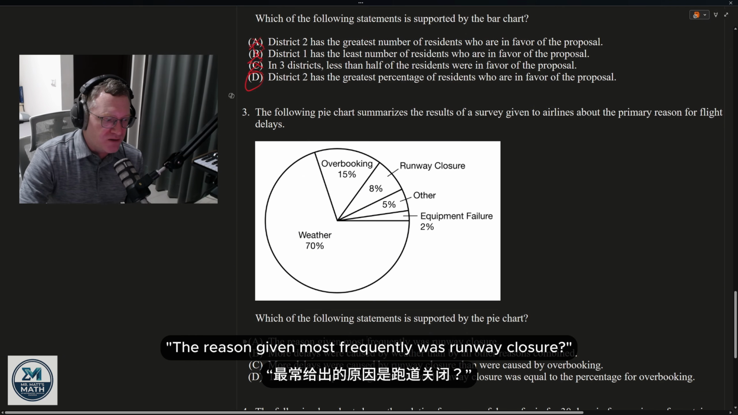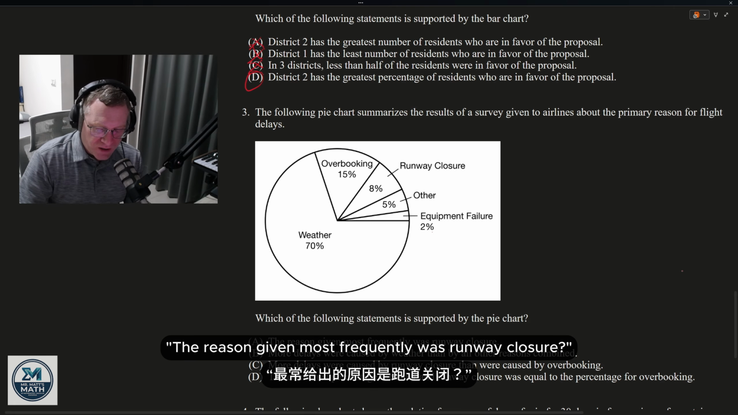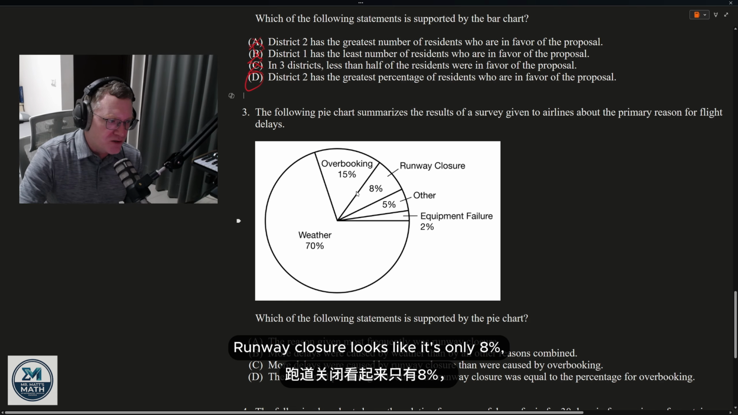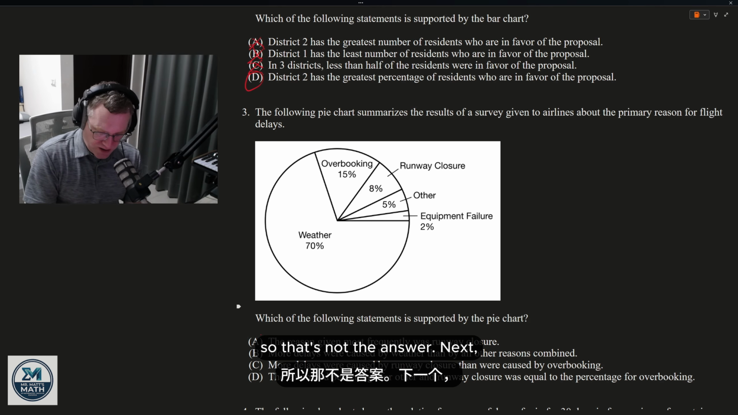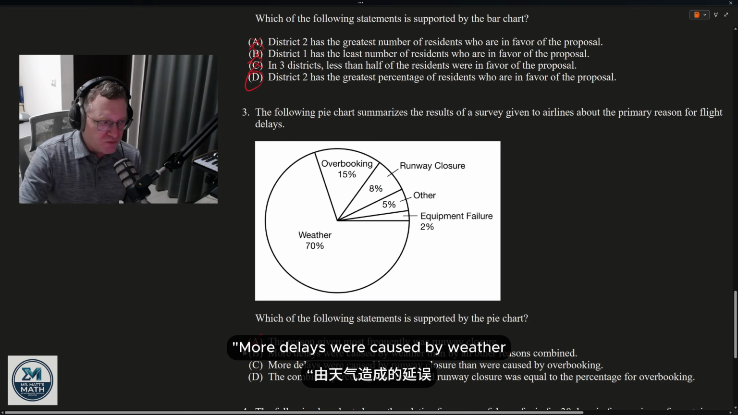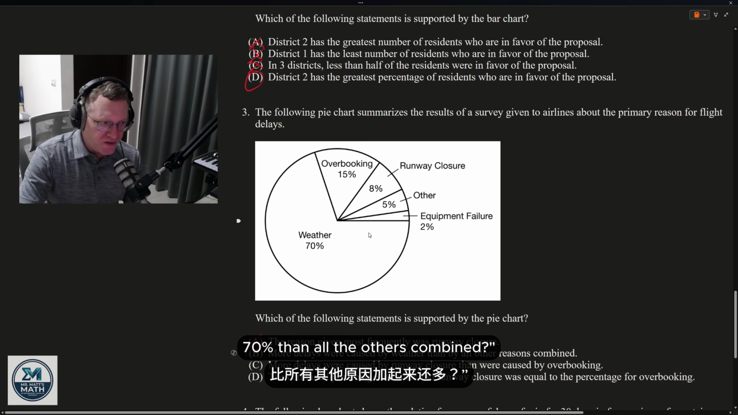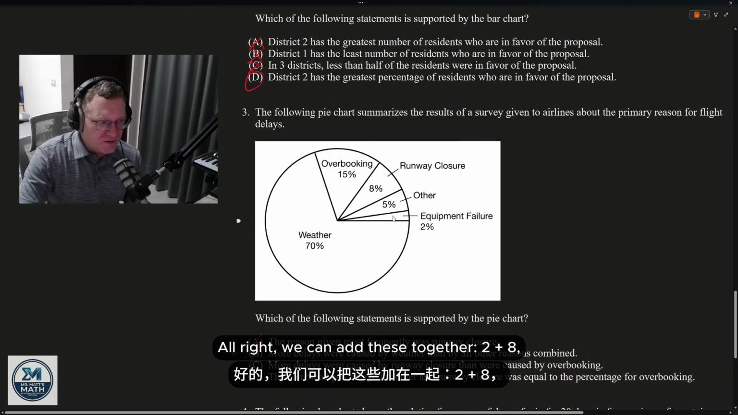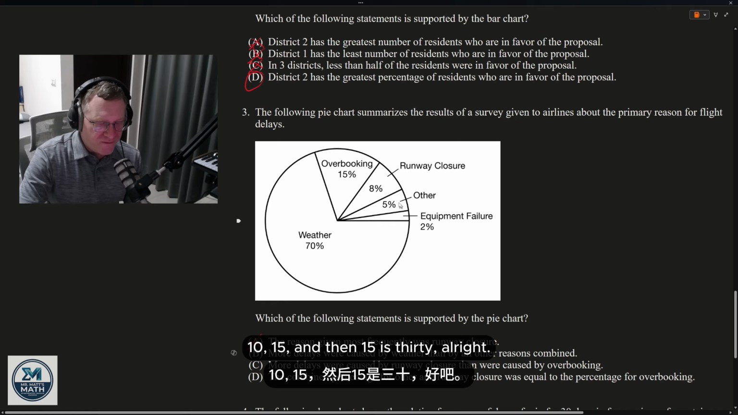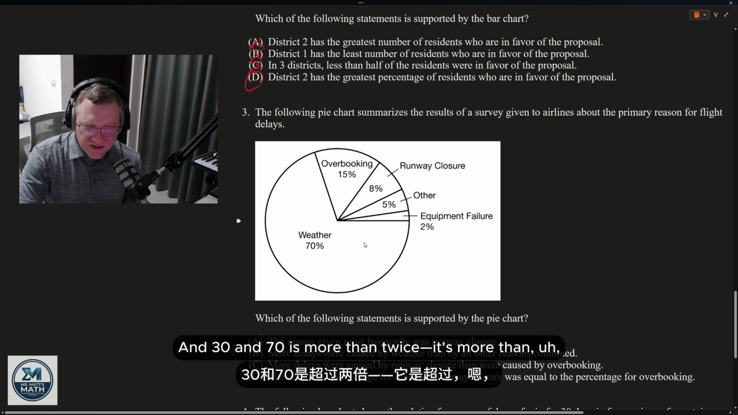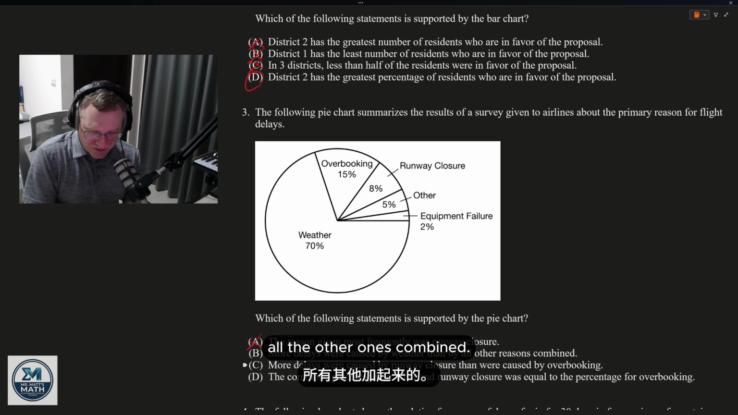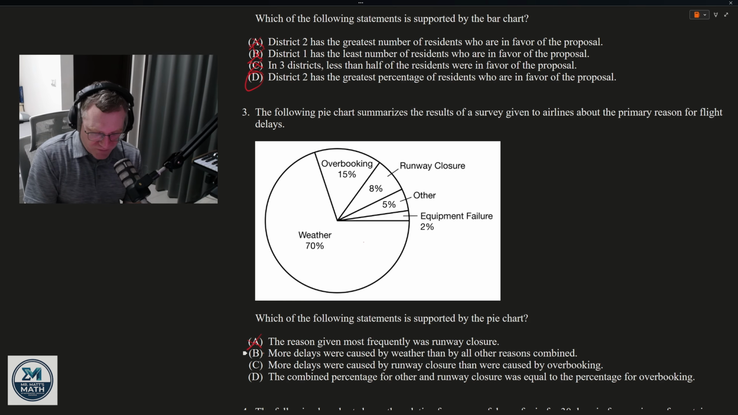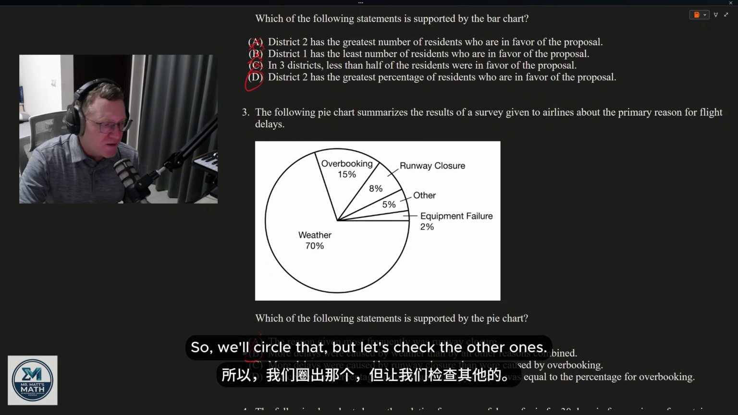So here it says the reason given most frequently was runway closure. And that's not true. Runway closure looks like it's only 8%. So that's not the answer. Next, more delays were caused by weather, 70%, than all the others combined. And it looks like these combined is going to be 30%. All right, we can add these together: 2 plus 8 is 10, plus 15 is 25, and then 5 more is 30. All right, and 70 is more than twice, it's more than all the other ones combined. So 70 is more than 30. So this looks like it's probably correct. So we'll circle that. But let's check the other ones.